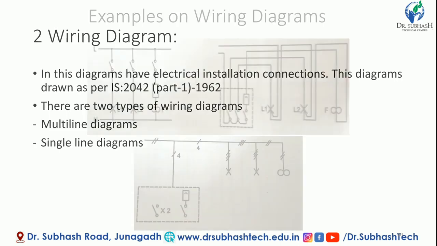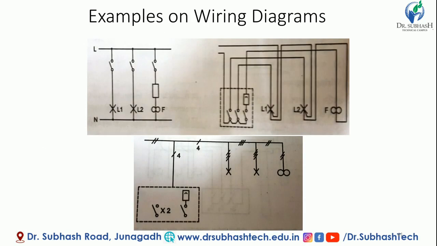So let's see examples of wiring diagrams. Here you can see the schematic diagram, right? Now here you can see the wiring diagram of this schematic diagram. And there is also the multi-line diagram, and this is the diagram for the electrician, showing in which direction they have to connect and wire the electrical sockets, ceiling roses and other components.